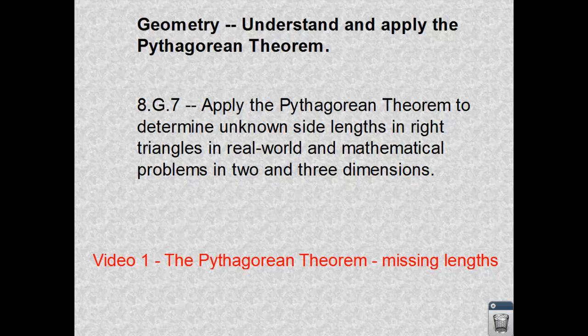Okay, this is 8G7, 8th grade geometry, standard 7, video 1, the Pythagorean theorem and its missing lengths. In the previous lesson, we talked about the proof of the Pythagorean theorem and its converse, and today we are going to start solving this theorem and trying to find the missing lengths of the legs of the right triangles.